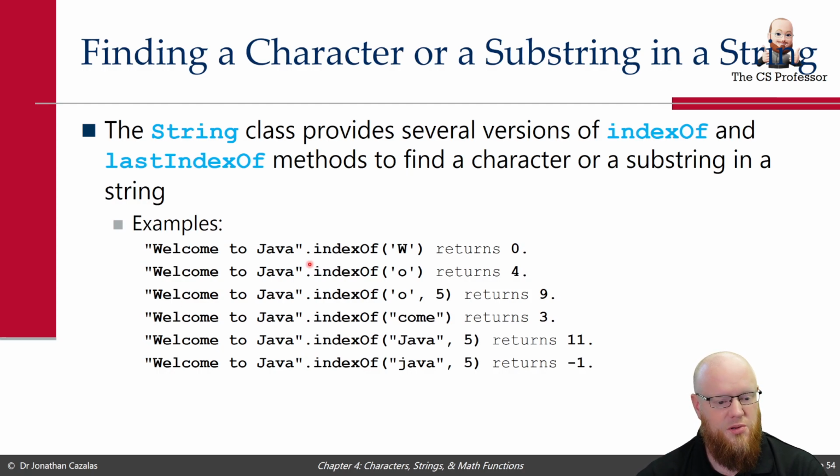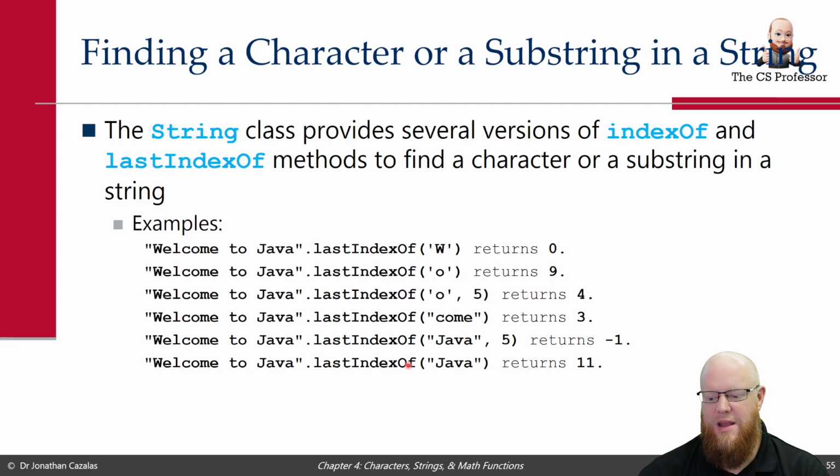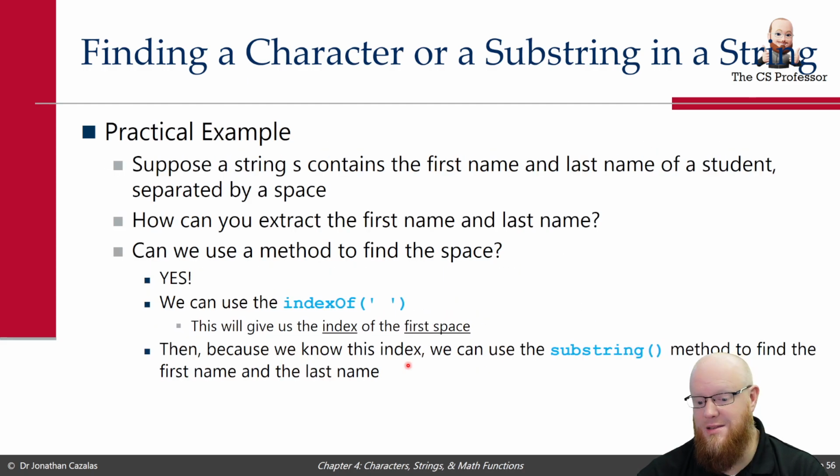Here are some examples. "Welcome to Java".indexOf("W") returns, of course, that particular index 0. "Welcome to Java".indexOf("come"), C-O-M-E, is going to give us index 3, starting with that word, and so on. So those are finding characters in a substring.